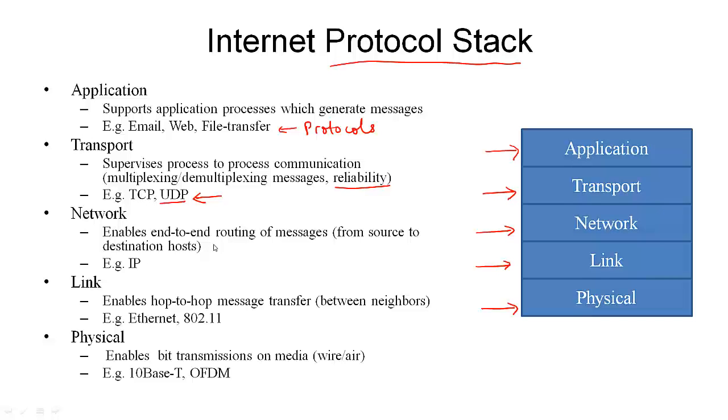Similarly, determining the path is the function of the network layer, and the protocol that is implemented here is IP, and enabling hop-to-hop message transfer functionality is implemented at the link layer, and you have a bunch of protocols here, Ethernet, Wi-Fi, so on and so forth. And the actual transmission of bits on the media is handled by the physical layer. And even here there are a bunch of protocols. 10BASE-T is part of the Ethernet standard. OFDM is a wireless physical layer protocol.